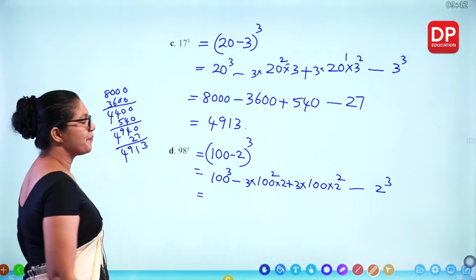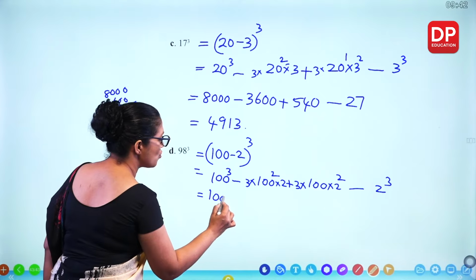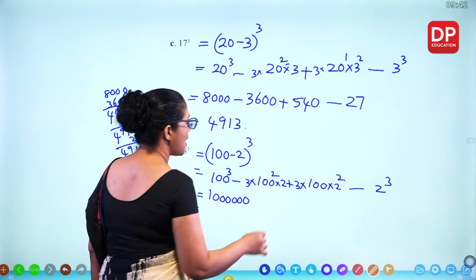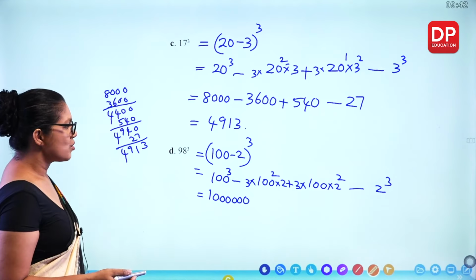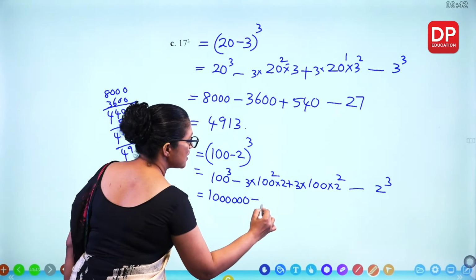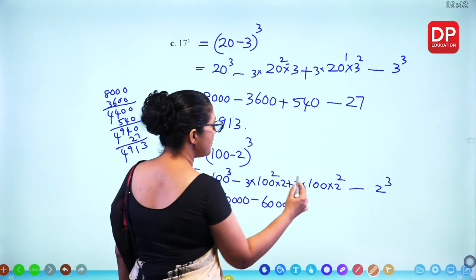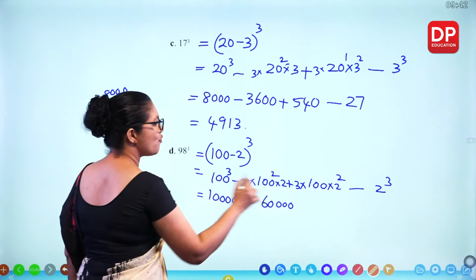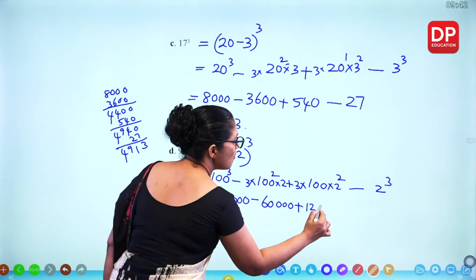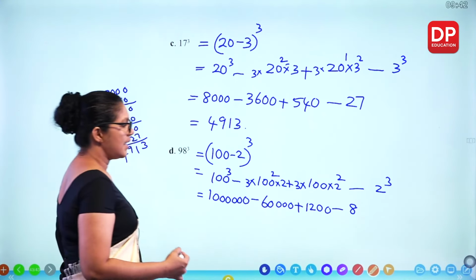Now expand. 100 times 100 times 100. How many zeros? 1, 2, 3, 4, 5, 6. 100 times 100, 10,000. 10,000 times 6, 60,000. This one, 2 times 2, 4, 4 times 3, 12. 12 times 100, 1,200. And here you get 8.